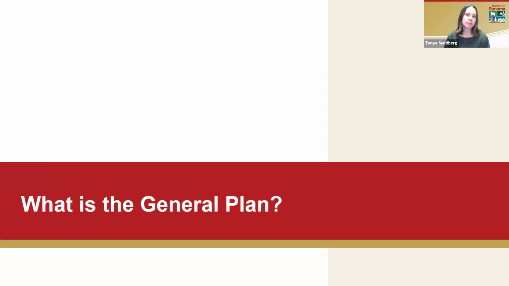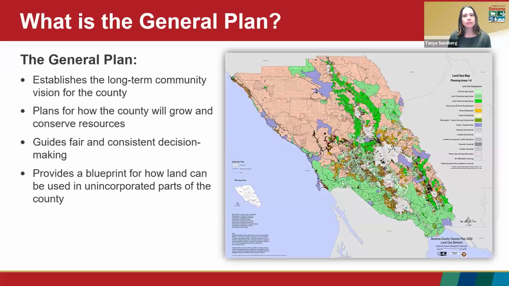So let's just start by covering some basic information about the General Plan. The General Plan is a long-term plan, typically planning for about 20 years out, and it lays out the community's vision for the future of the county. The bulk of the General Plan is made up of a range of policies that guide county government to make decisions that will help to make that vision become a reality. And that includes how the county will grow and how it will conserve resources.